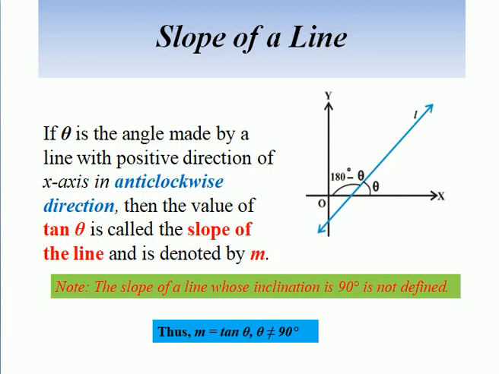Now we define the slope of a straight line. The slope of a straight line is denoted by m and defined by the formula m equals tan theta, where theta is the inclination of the straight line with the positive direction of the x-axis.